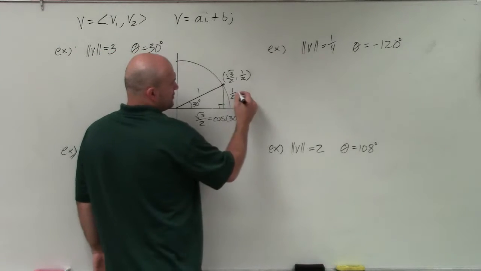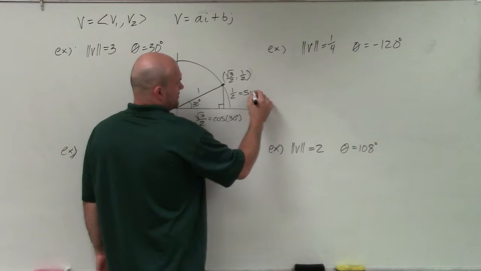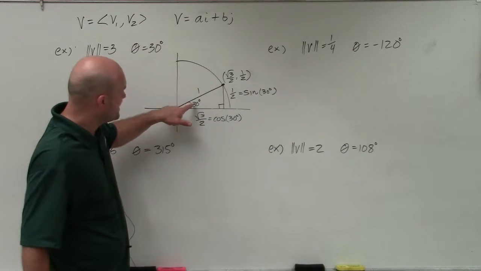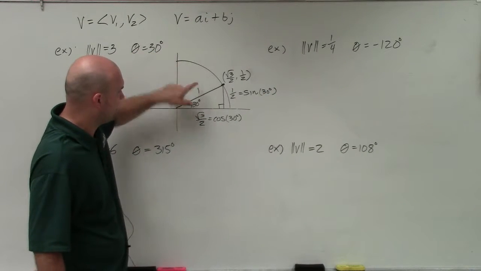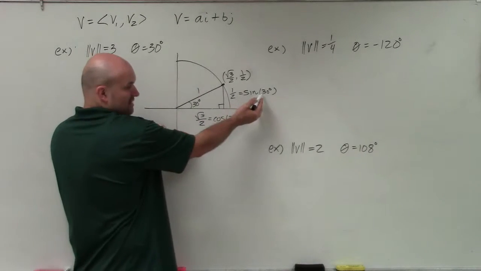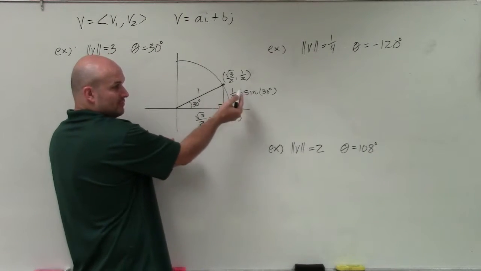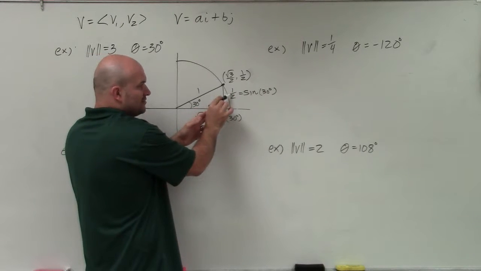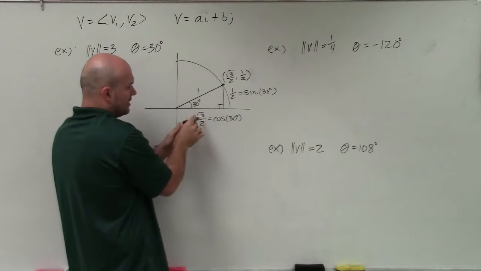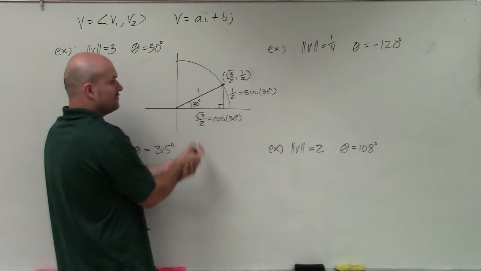And 1/2 really represented the sine of 30 degrees. Remember, sine is opposite over hypotenuse, and cosine is adjacent over hypotenuse. When you type in sine of 30 degrees, you get 0.5, which is 1/2. So this value was equal to sine of 30 degrees, and this value was equal to cosine of 30 degrees, square root of 3 over 2.